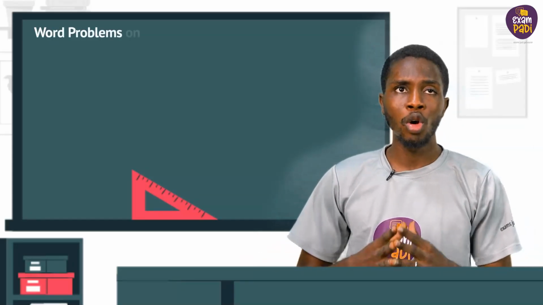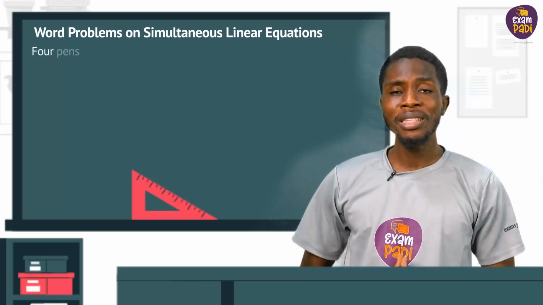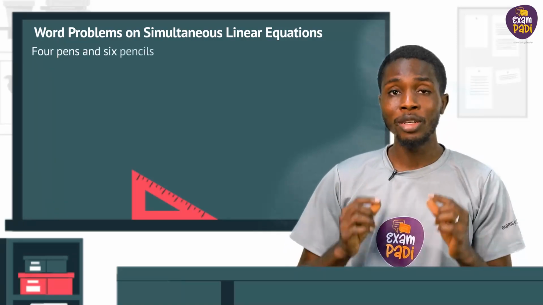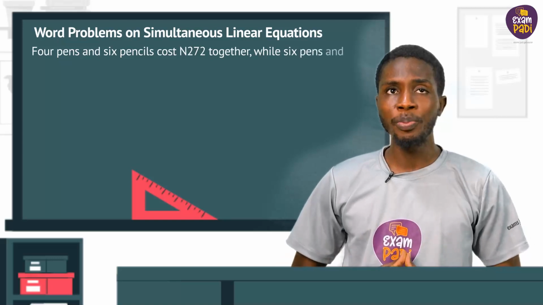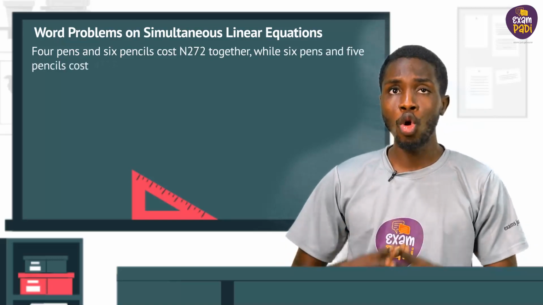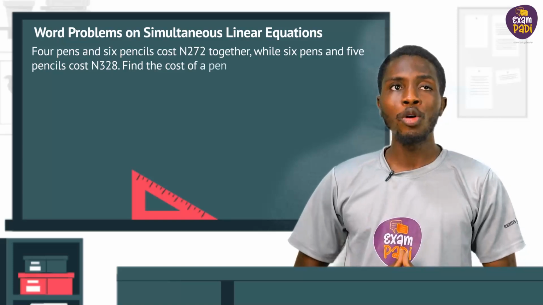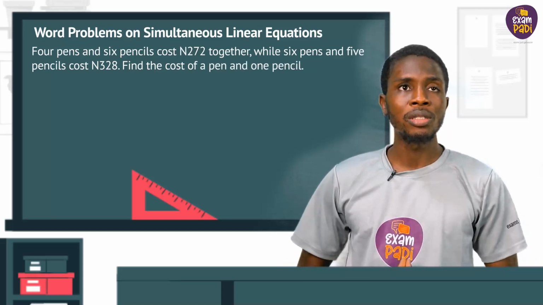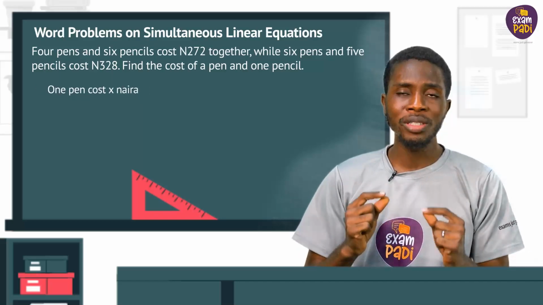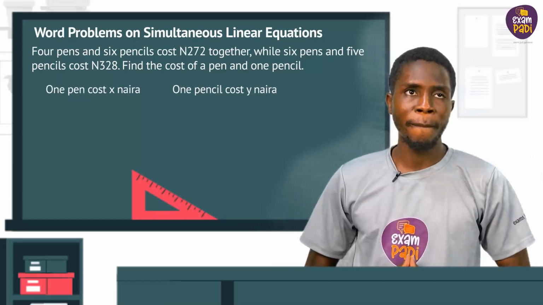Finally, we'll be looking at word problems on simultaneous linear equations. 4 pens and 6 pencils cost 272 naira together, while 6 pens and 5 pencils cost 328 naira. Find the cost of a pen and 1 pencil. To do this, we'll make 1 pen cost x naira and the pencil y naira.